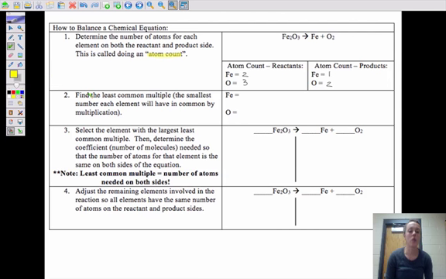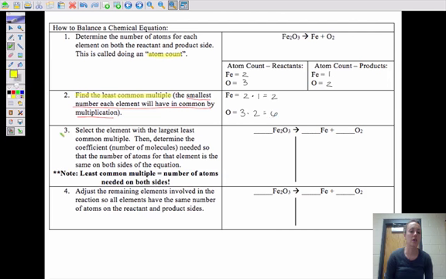In order to figure out which element to start with, we're going to find the least common multiple. And we should have learned that in math, and the least common multiple is the smallest number each element will have in common by multiplication. So basically, we're going to multiply the number of atoms on the reactant side by the number of atoms on the product side. So for iron, we have 2 atoms on the reactant times the 1 atom on the product, and that equals 2. For oxygen, we have 3 atoms on the reactant side multiplied by the 2 atoms on the product side, and that equals 6.